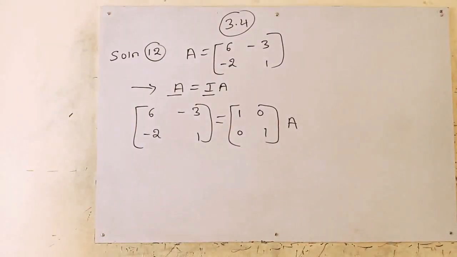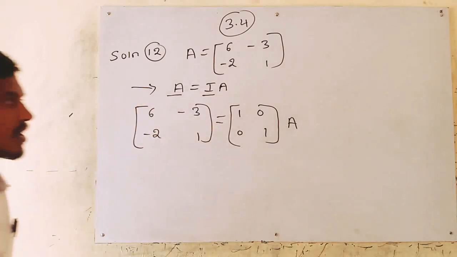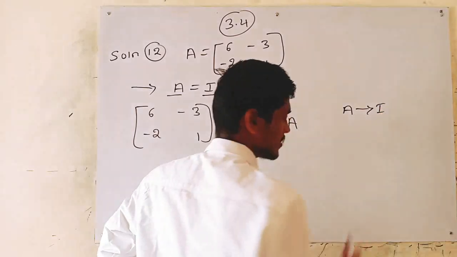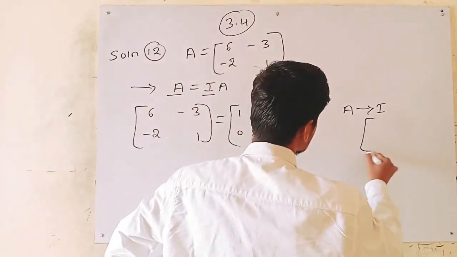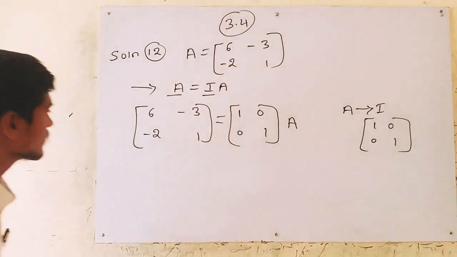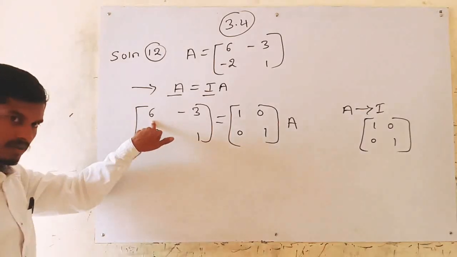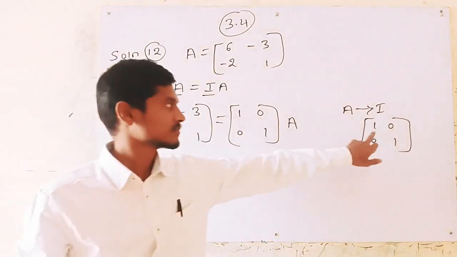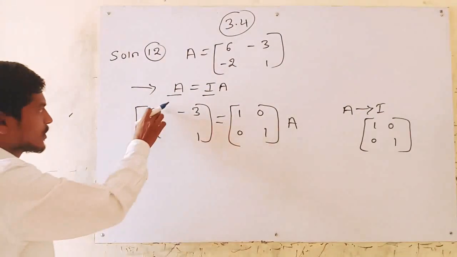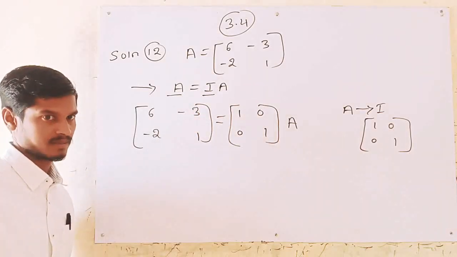Our target is to convert this A matrix, the LHS, into the I matrix, [1 0; 0 1]. See here, is it possible to convert this 6 into 1? 100% possible, but if you divide by 6, this will become a fraction.